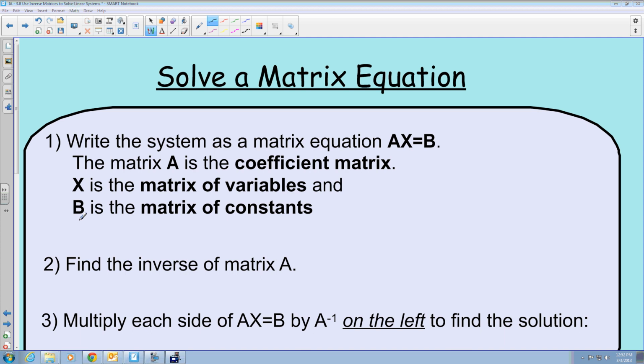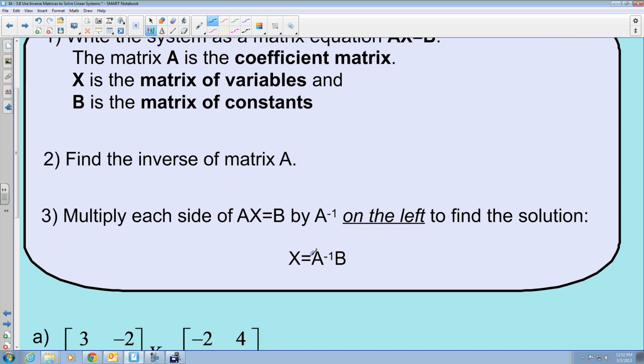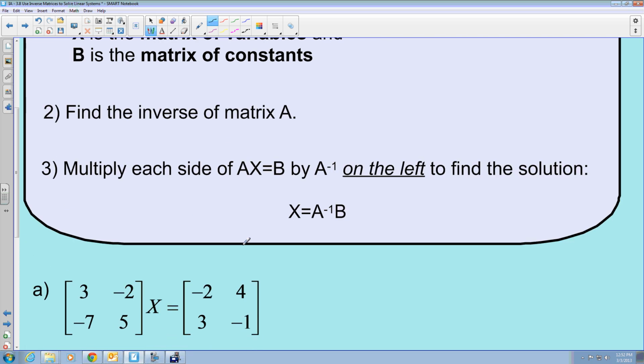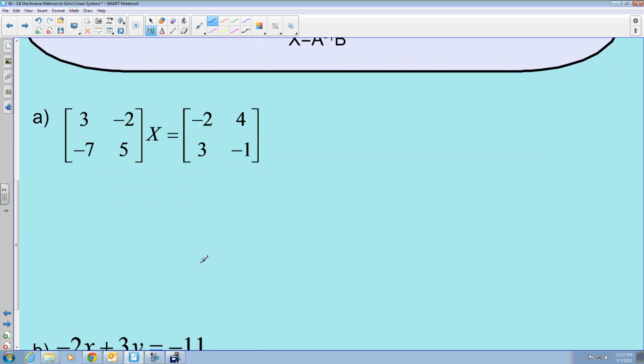What we're going to do is find the inverse of matrix A, and by doing that, this allows us to multiply each side of AX equals B by the inverse, which means that I can find the solution of X. The solution of matrix X would be the inverse of A times B. So that sounds like a mouthful, so let's try to do some examples.